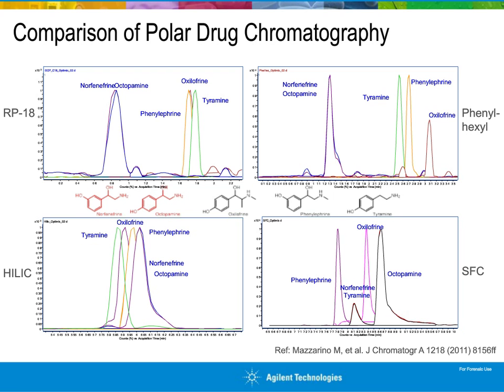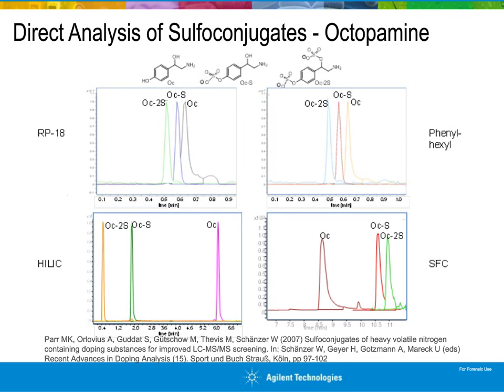If we move along now and look at octopamine and the different sulfates, this is a disulfate, a sulfate, and octopamine as the parent. And we look at this on reverse phase, on phenylhexyl, on HILIC, and on SFC. And then you can see that on HILIC and on SFC, the elution order is turned around. Okay, so that gives you a little bit of an explanation that this is kind of an orthogonal technique to the chromatography.